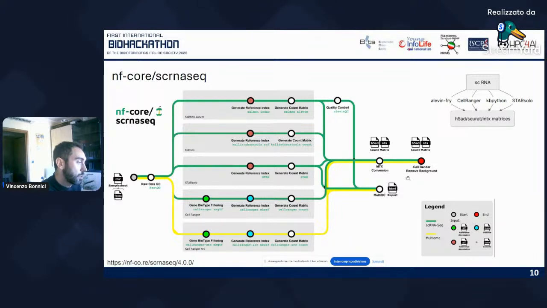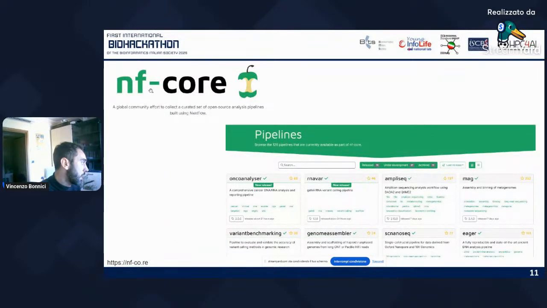pipeline suite that is called CellBender, that you can use in order to remove the background from your data. But this is just an example that I invite you to visualize. nf-core at the end is an open source analysis. They provide you a repository for open source analysis pipelines built on top of this framework called Nextflow, and it's specific for describing pipelines.